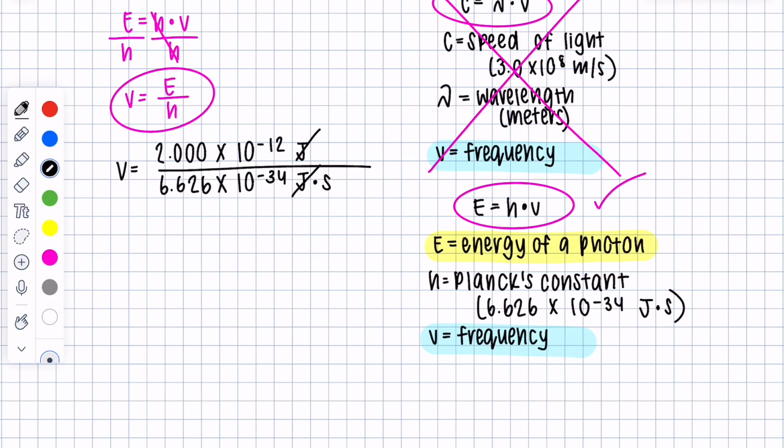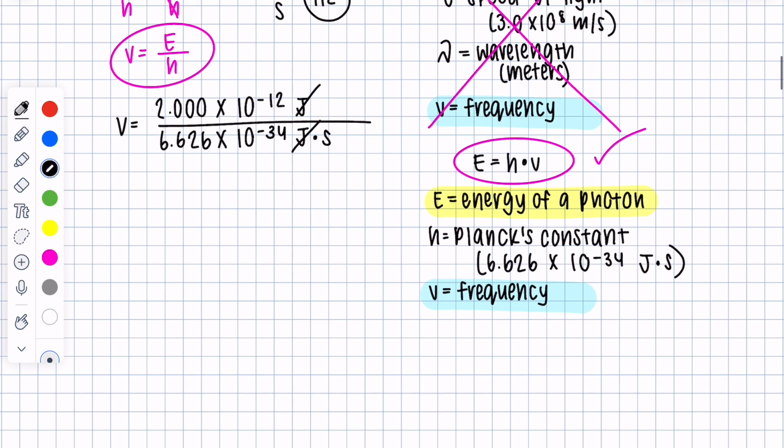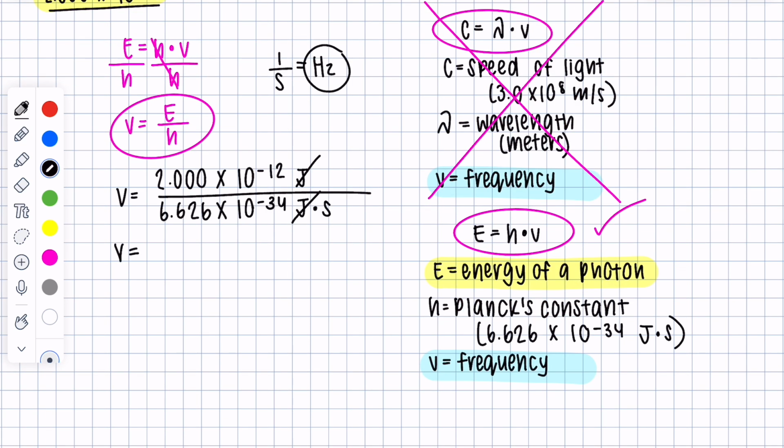So basically our unit for this problem is going to be 1 over s. And if we remember, 1 over s is equal to hertz. So that is going to be our unit for our answer here. All right, so we have our unit established and we also have all of our numbers laid out in front of us. So I'm just going to use my calculator to plug all these numbers in and we're just going to solve.